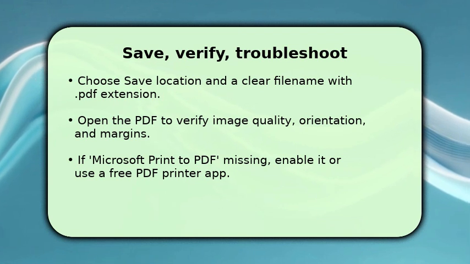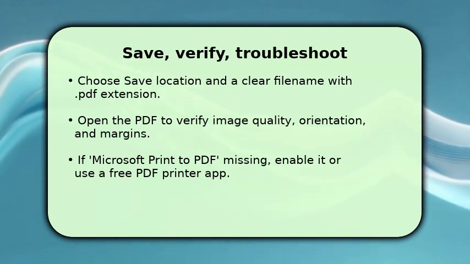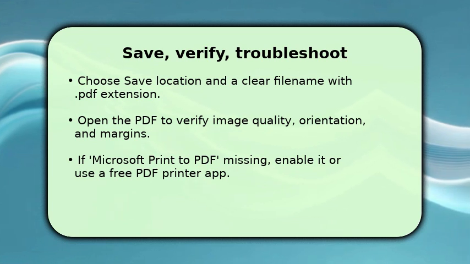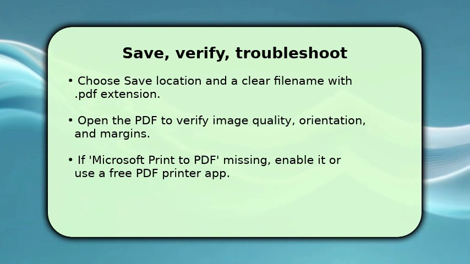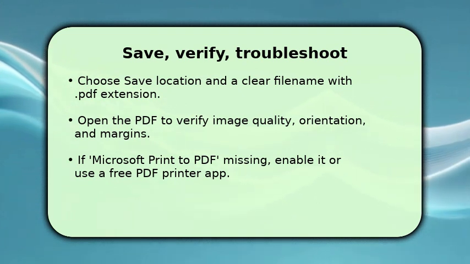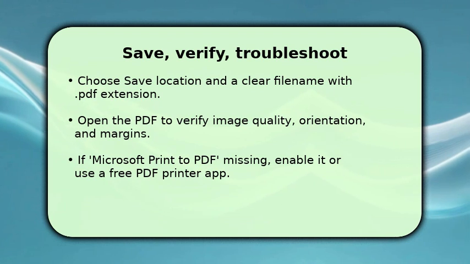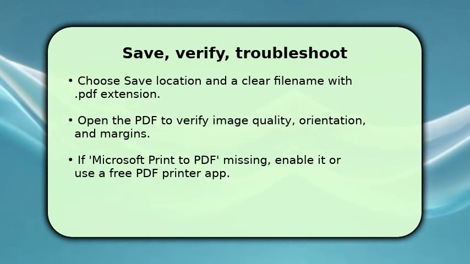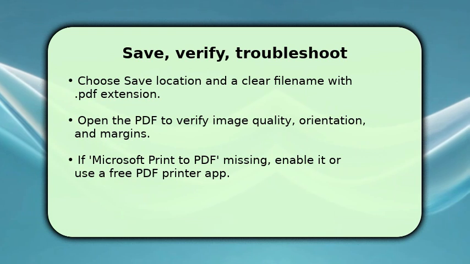If Microsoft Print to PDF is missing, go to Windows Features and enable it or install a reputable PDF printer. Alternatively, import images into Word and use Export to PDF. One key troubleshooting tip: enable high-quality printing if images look blurry, then reprint.